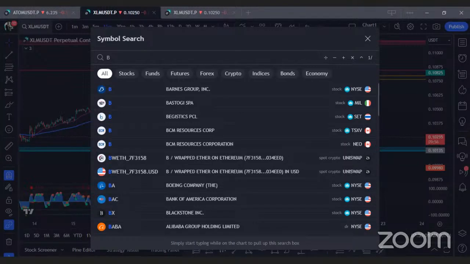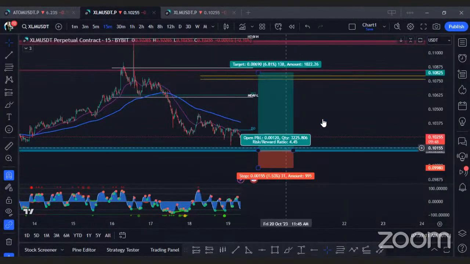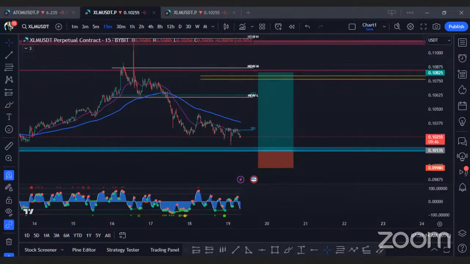XLM long. All right, limits. So limit order, that's what I'm setting for that. So entry will be 0.101.